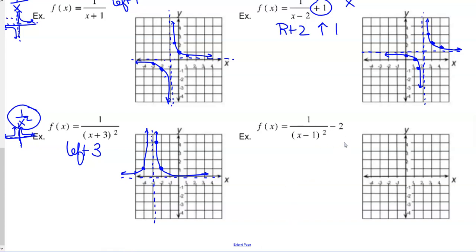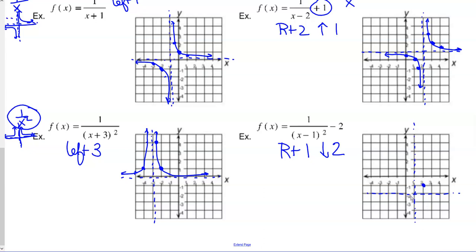Now this last one here, again we're taking on the 1 over x squared idea because I have a square now. I have a shift to the right of 1, and this is my vertical shift of down 2. So I have right 1 and down by 2. So if I go to the right by 1, that new vertical asymptote is at x equaling 1. If I go down by 2, my new horizontal asymptote is at y equaling -2, and that's acting as my new axes.